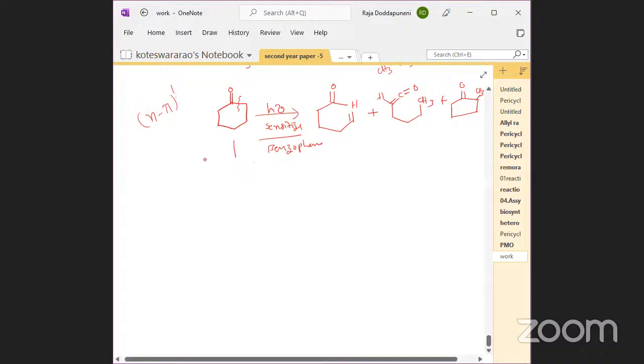Then it leads to the formation of, first, under irradiation, the n-π* singlet excited state. Then it undergoes intersystem crossing, ISC. Then it leads to the formation of the n-π* triplet state. When it happens, we are using the sensitizer. Now this is the triplet state. What is the triplet state? This is the triplet state.